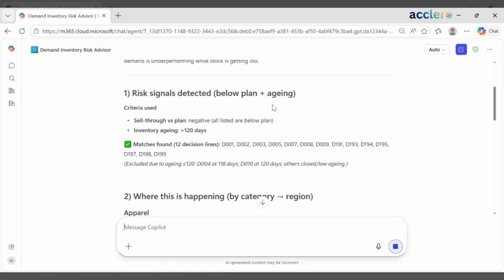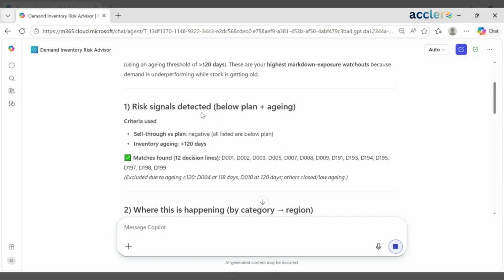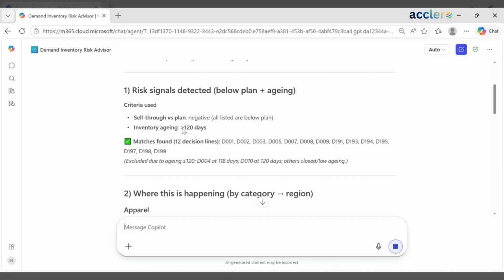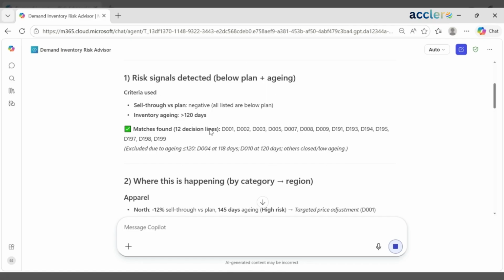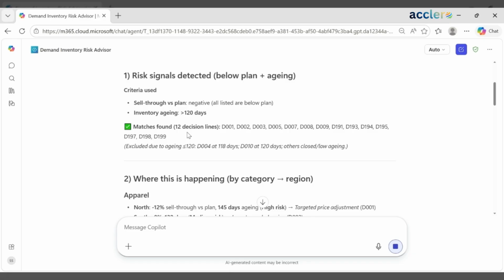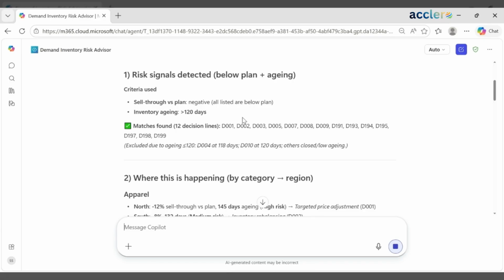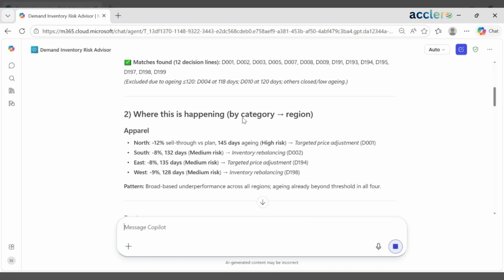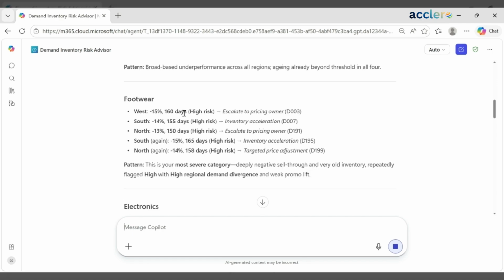So here are some highest markdown risk signals detected. The criteria used for this is the sell-through plan is negative and inventory aging is greater than 120 days. So here are the 12 results which meet the risk signals. For example, for footwear it shows the highest risk with the inventory aging up to 165 days and the sell-through at minus 15%.